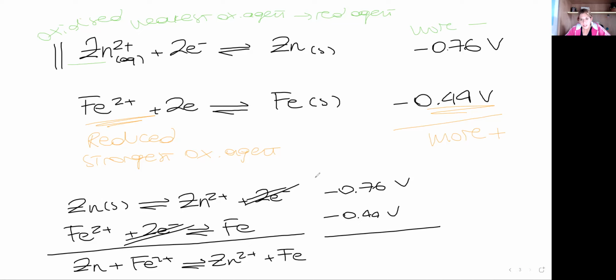So guess what happens to this value? This is the one that will have to change sign. So the equation would be minus 0.44 plus 0.76. And this will give you the electric potential. So 0.32 will be your positive value for this cell.